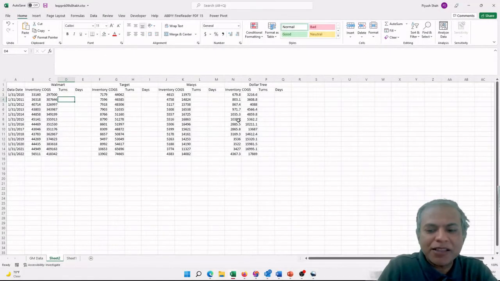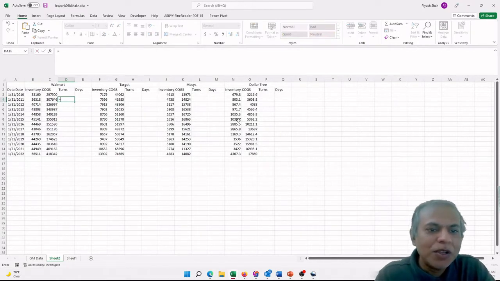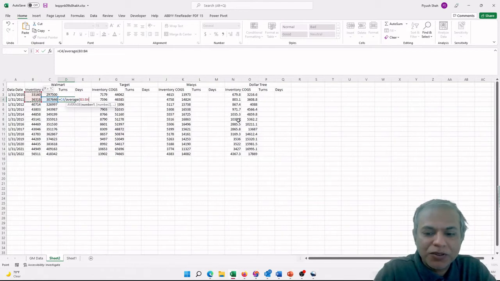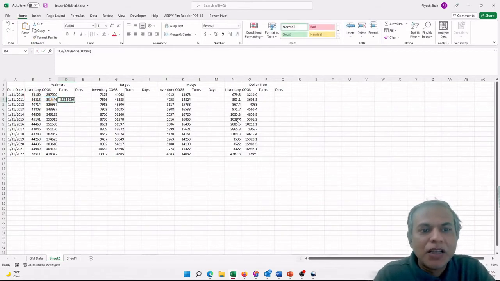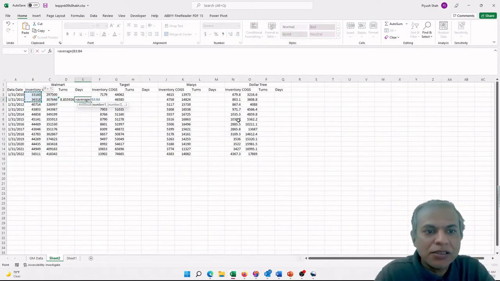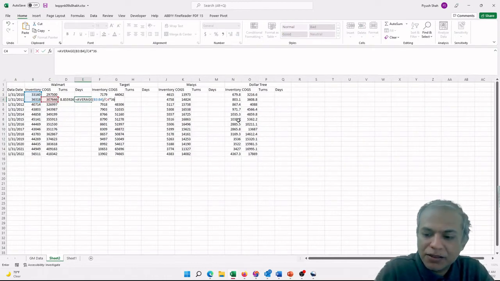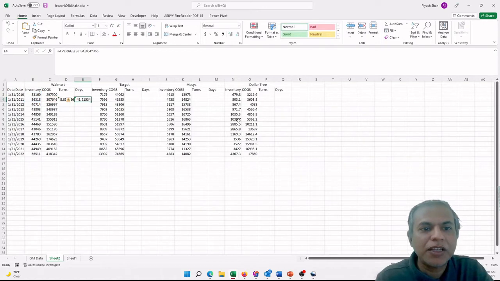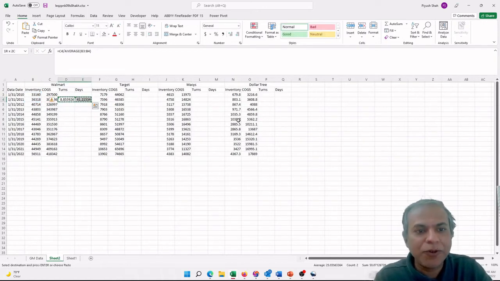So if you have guessed, let's make the calculations and see how good your guesses are. So the inventory turns is equal to COGS divided by average inventory. This is the average inventory. This is what the inventory turns is. And my inventory days is average inventory divided by, sorry, I need to put a parentheses here, divided by the COGS times 365 days in the year. This gives me, so their inventory is sufficient to last them for 41 days.